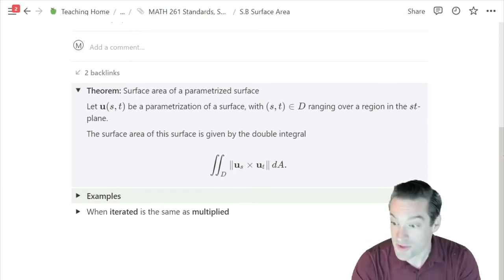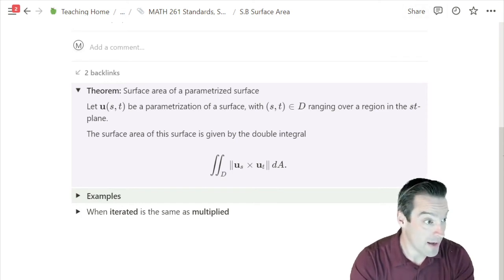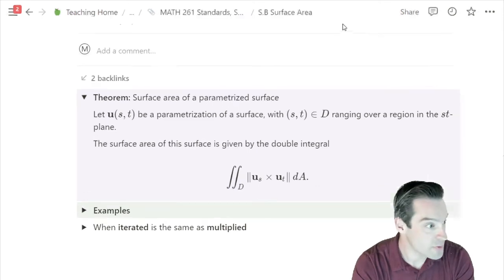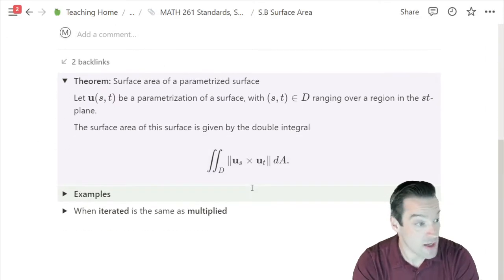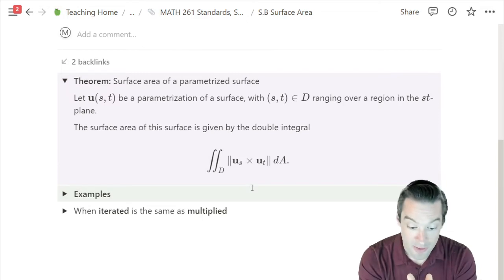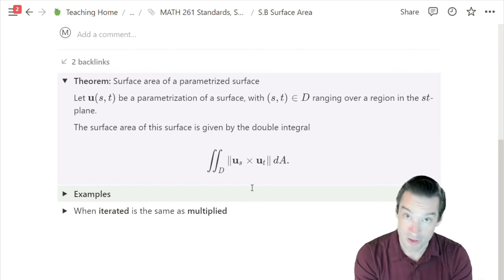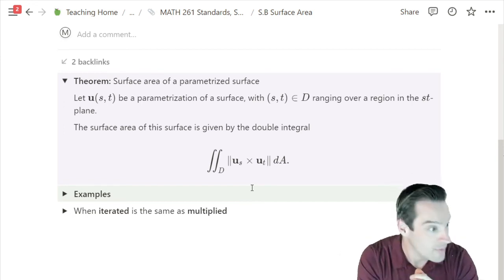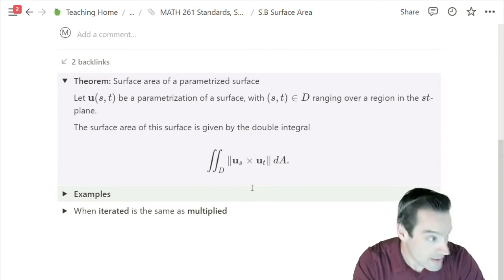And so the first question is, if our parameterization comes from the graph of a function of x and y, how does that give us a different perspective on the formula for surface area? So remember, for us, surface area is computed as the double integral of the magnitude of the cross product of the partial derivatives of our parameterization, over whatever appropriate range in parameter space, in ST space, that we need.